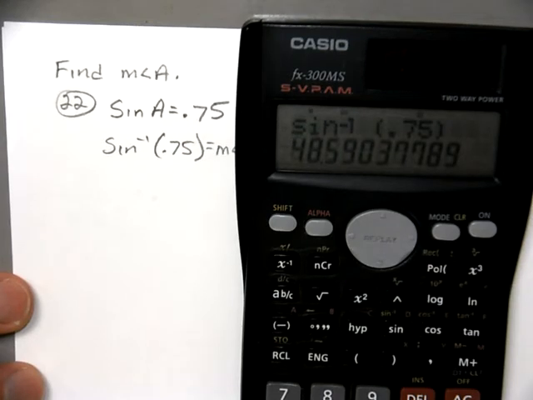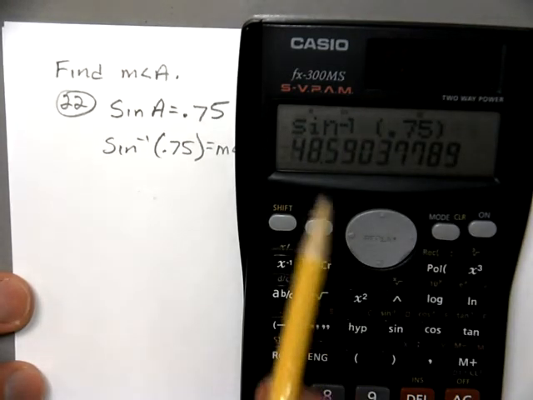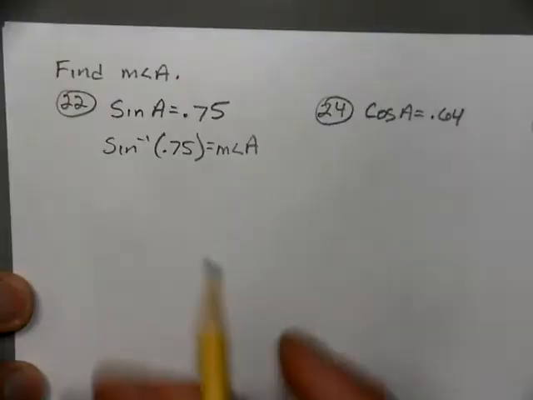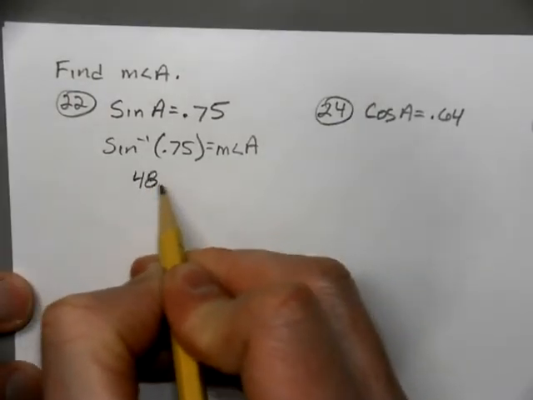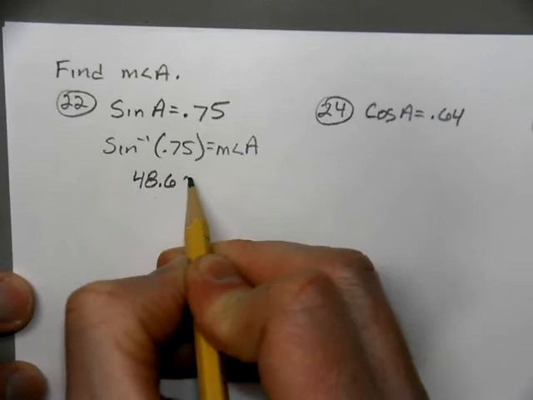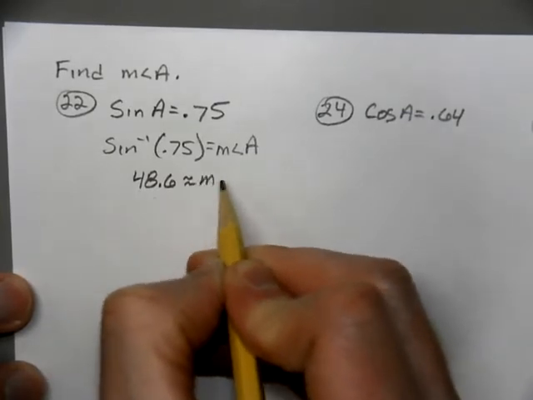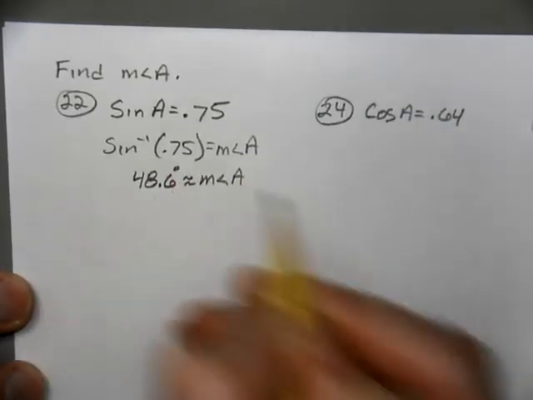So this is 48.59. They say to round to the nearest tenth. So 48.6. That's approximately the measure of angle A.